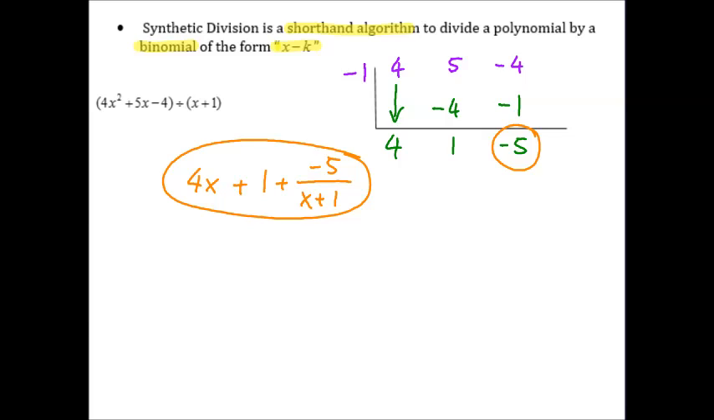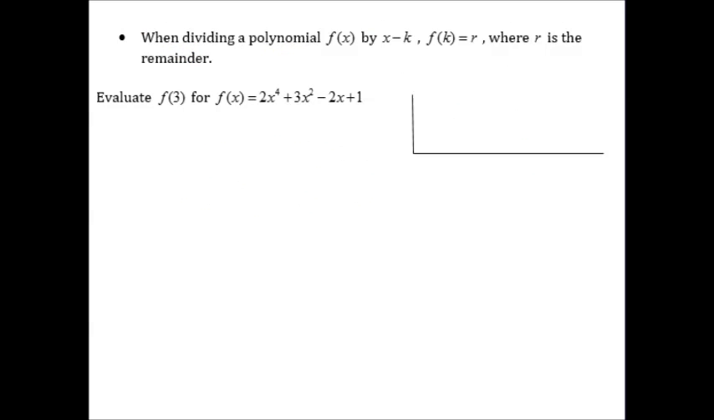Synthetic division is a nice way to evaluate functions, and it also helps us to factor higher order polynomials. And both those things we'll explore some more in our next examples. The remainder theorem is the rule that helps us use synthetic division for evaluating functions. When we're dividing a polynomial f of x by x minus k, then f of k is equal to r, where r is the remainder.